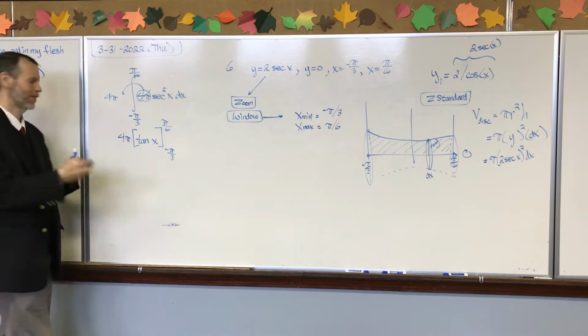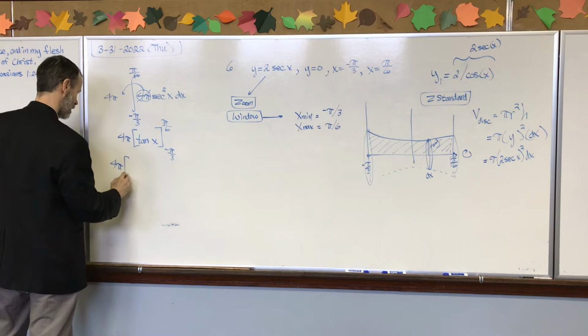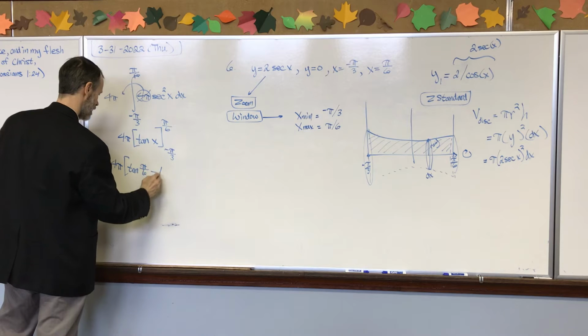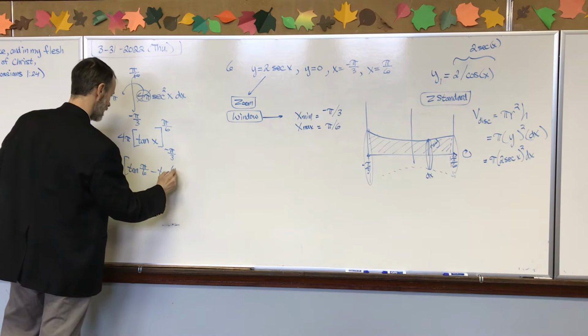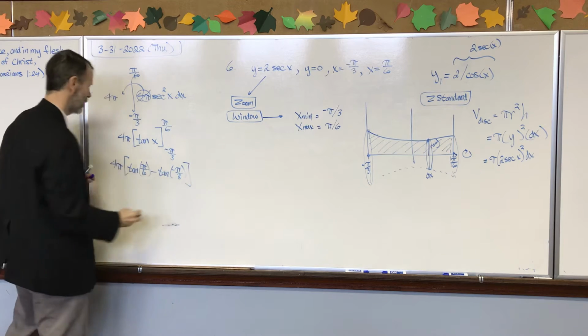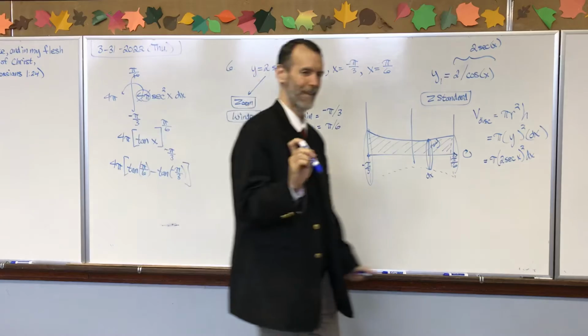Jenna, go for it. You just do 4 pi tangent of pi over 6 minus tangent of negative pi over 3. Yeah. Tangent of pi over 6 minus tangent of negative pi over 3. Everyone in here should be able to find the exact values of those two.